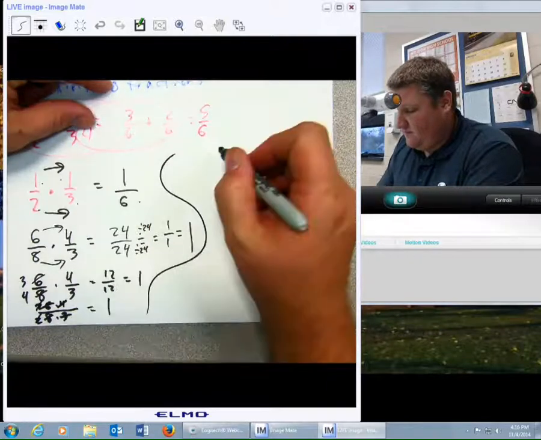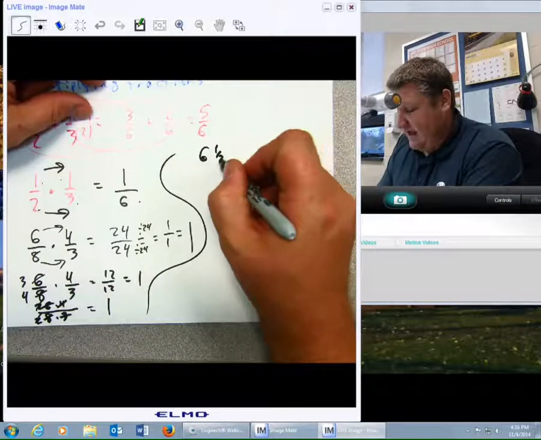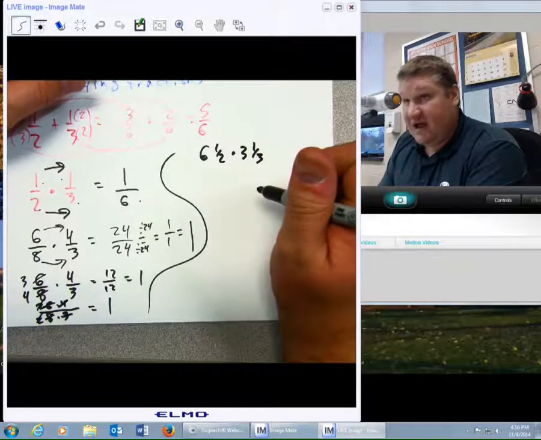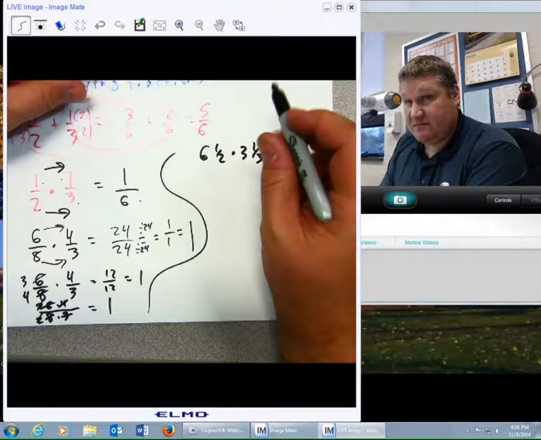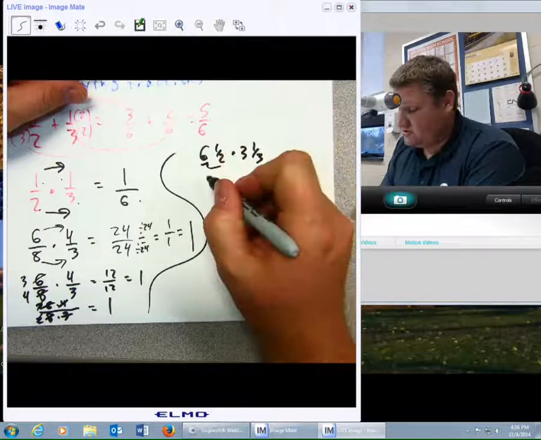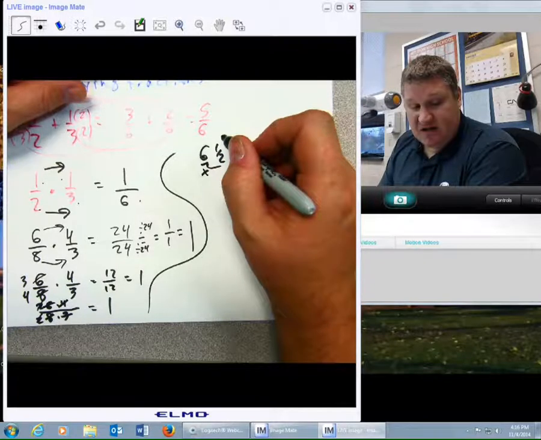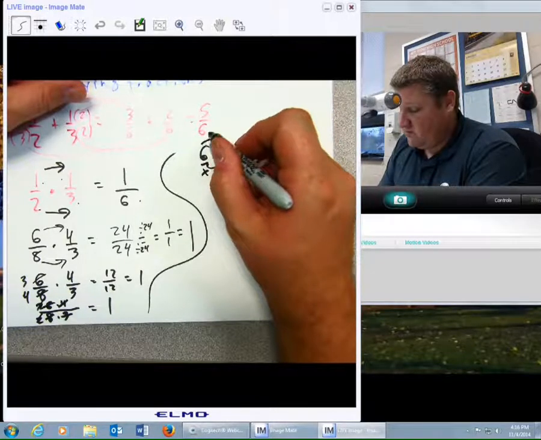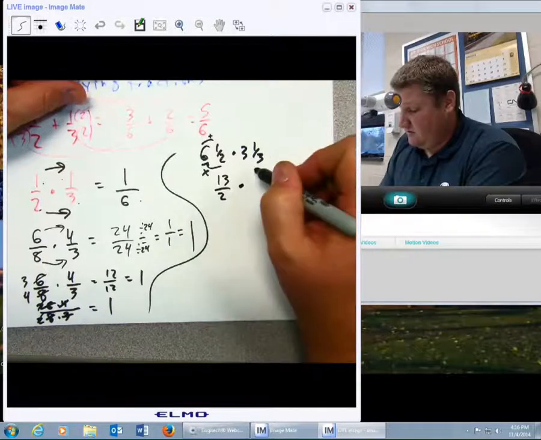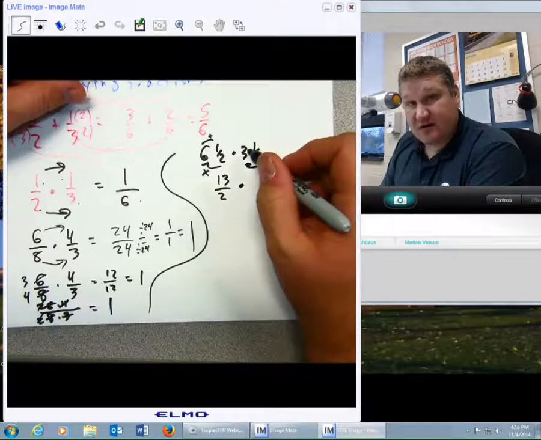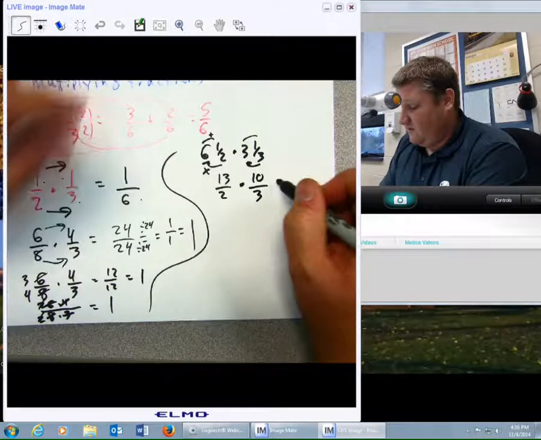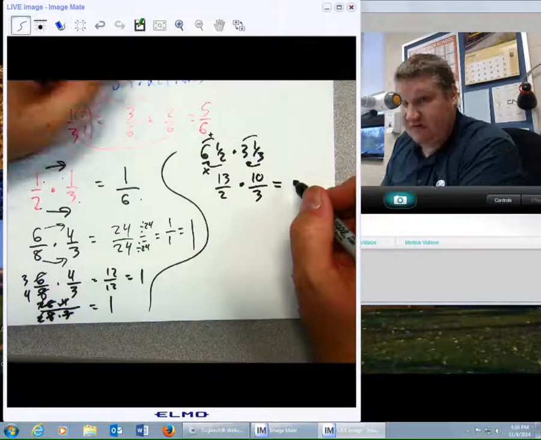Now, let's do something a bit more difficult. What if we have 6 1/2 times 3 1/3? That is not challenging. We simply have to take our mixed numbers and turn them into improper fractions. So 6 times 2, that's 12, plus 1 more, that's 13. So I have 13 halves, times 3 times 3, 9, plus 1 more, it's 10. So I end up with 13 halves times 10 thirds.